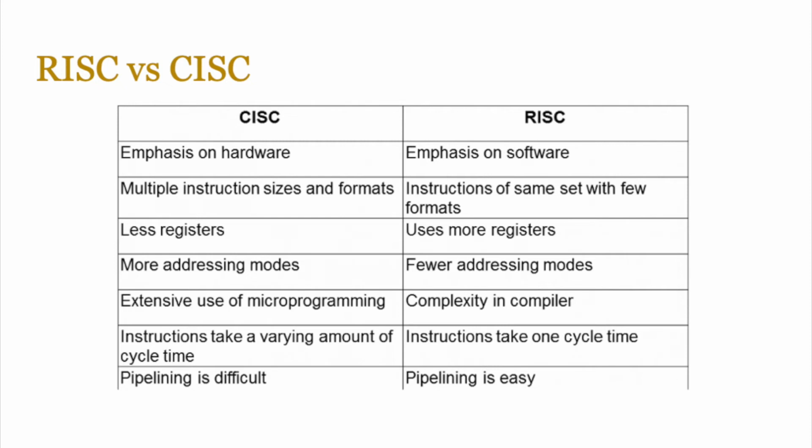Also, instructions take a varying amount of cycle time for CISC processors because one complex instruction might last a number of cycles, 10, 50, 200. That depends on the instruction itself. Whereas with RISC instructions, everything almost always takes one cycle. Pipelining is difficult for CISC, pipelining is very easy for RISC, and we're going to be discussing pipelining in a bit more detail, so leave this one here for now.